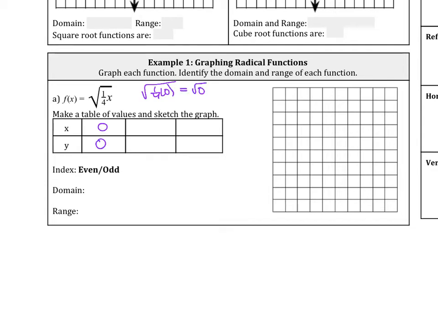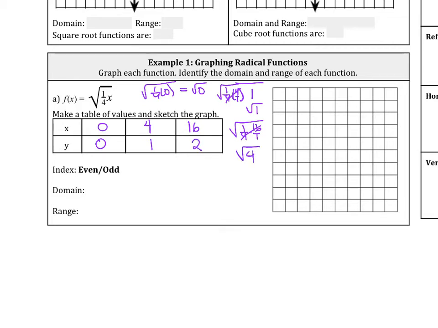What's another good number to plug in here? Well, if I plug in 4, 1/4 of 4, that cancels out. That's just 1. So the square root of 1/4 times 4 is the square root of 1, which is 1. And then another good number to plug in, I'm just going to tell you, is 16. The square root of 1/4 times 16 over 1. 4 goes into 16 4 times. And the square root of 4 is 2.